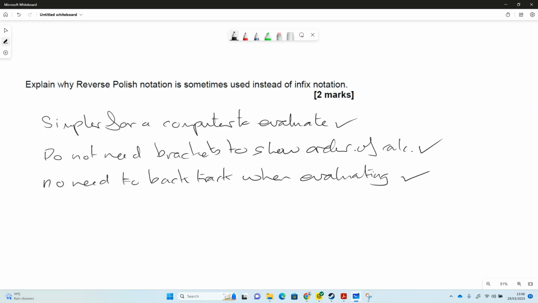So if you only remember a couple of them, 2 or 3 of those, these are probably the 3 easiest ones to remember because they're sort of related. As long as we know it's simpler for a computer to evaluate, and that's because it's using the stack and doing the calculation in the order that it comes across it, so you don't need brackets, and because of the first one you don't need to backtrack. So there's just a couple of questions there on logic and reverse Polish.